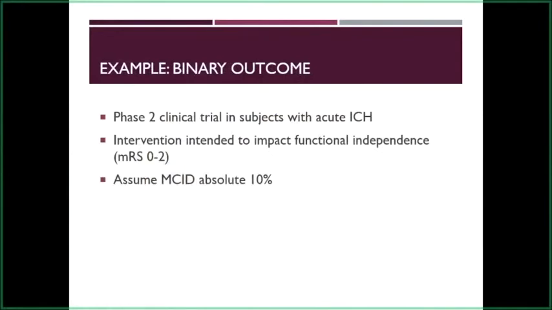What if we're talking about a binary outcome instead? Again, I'm talking about a phase 2 clinical trial in subjects with acute ICH, but now I'm thinking that my intervention is supposed to impact functional independence. A modified Rankin scale score of 0 to 2 in this population is likely what I would pick for a phase 3 trial. So maybe I'm looking for proof of concept. I want to see if there's enough of a signal in my study to move forward. And again, in this patient population, in many instances, the trials are designed to detect a minimum clinically important difference of a 10% absolute improvement.